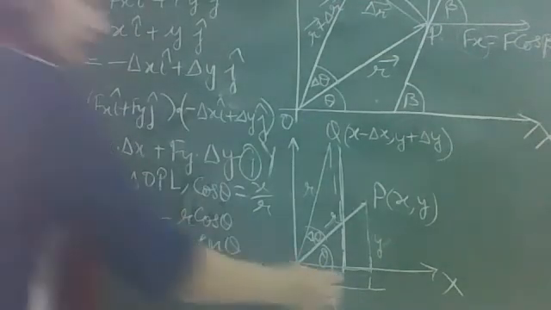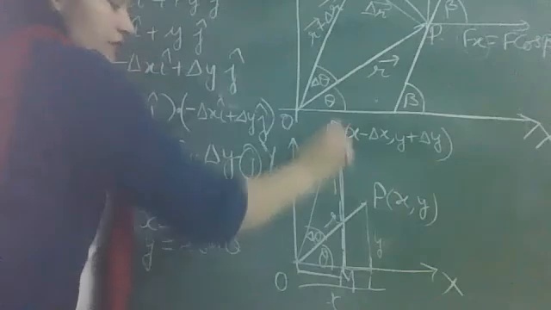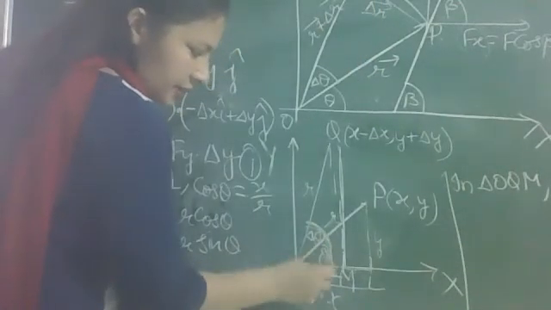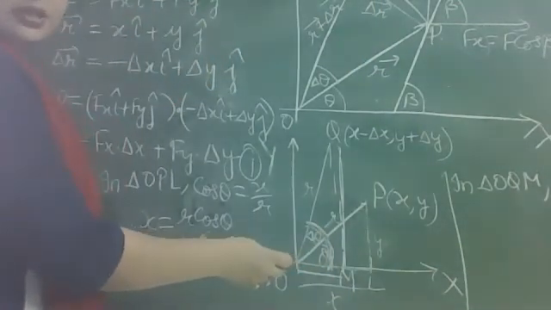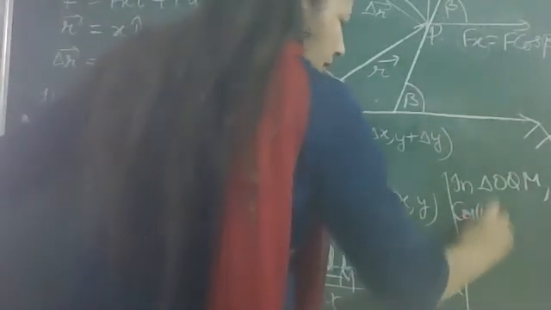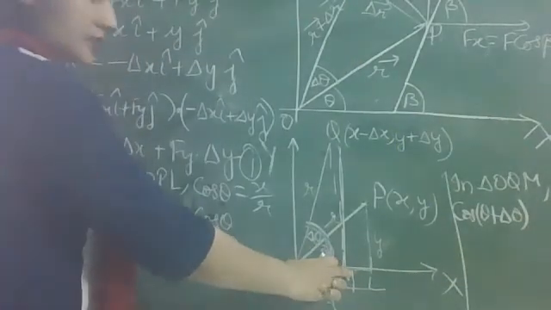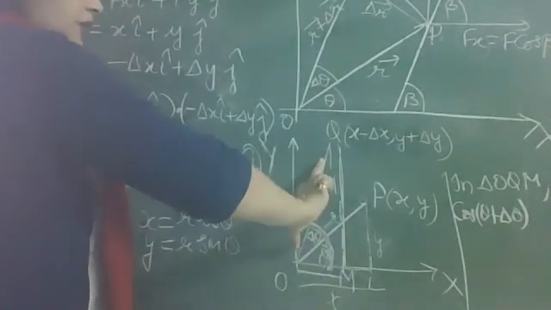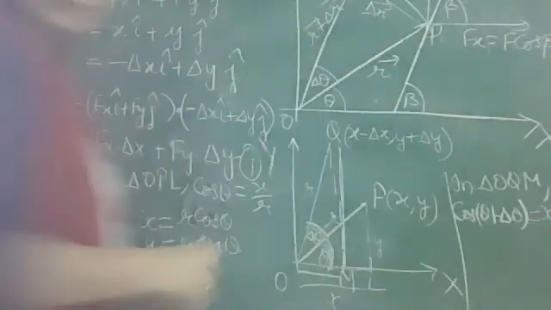Now let us take the other triangle. Let us call this point M. In triangle OQM, what is the total angle in this triangle? Theta plus delta theta. So let us apply cos of theta plus delta theta. That is base x minus delta x over hypotenuse, that is r. So that is x minus delta x upon r.